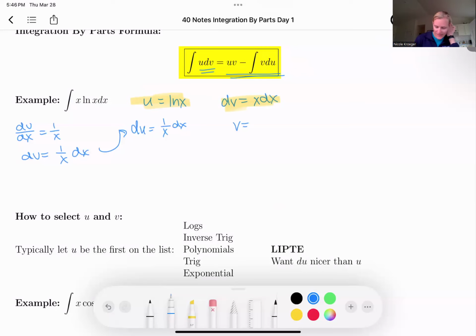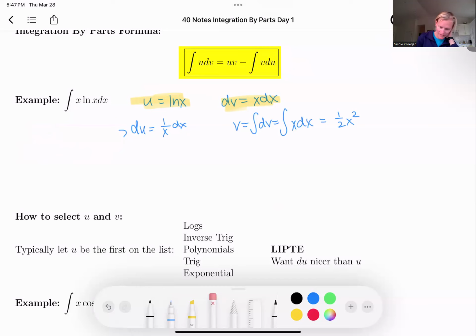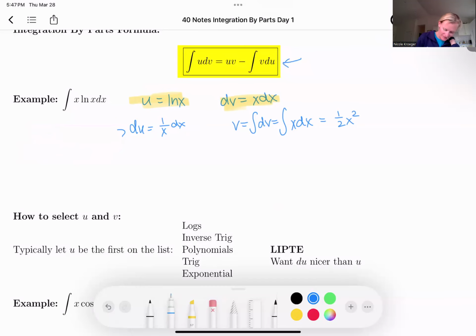Okay, v is coming from dv. V is the integral of dv. So this should be the integral of x dx, which is 1/2 x squared. Okay, so now we can go back and look at what this integration by parts formula says. The integration by parts formula says if I integrate u dv, which in this case was this thing, then I'm going to get uv minus the integral of v du.